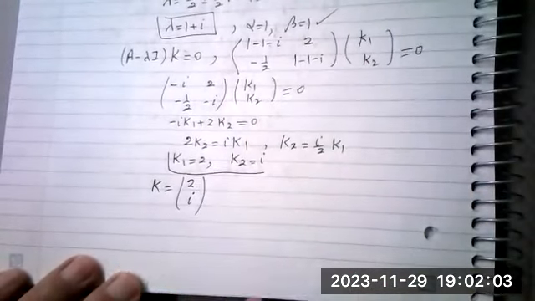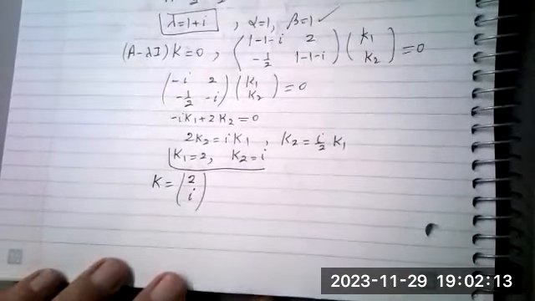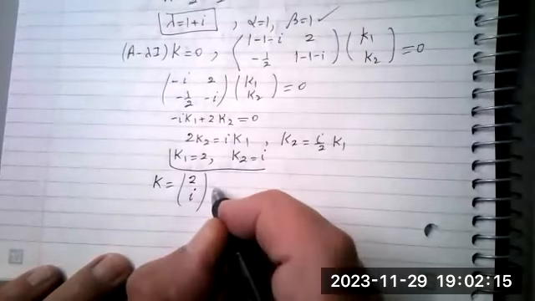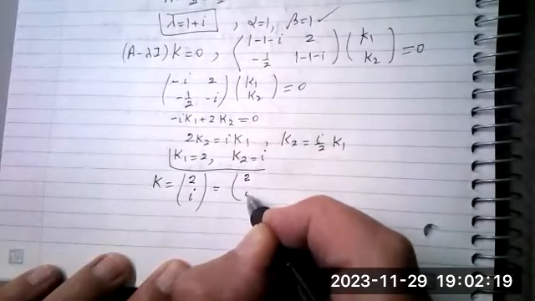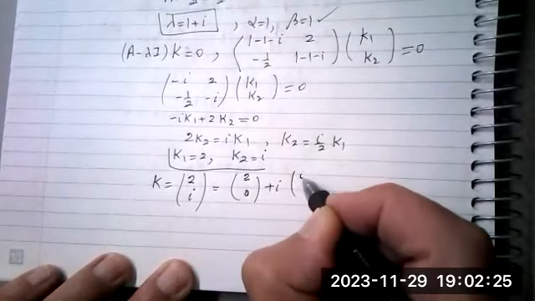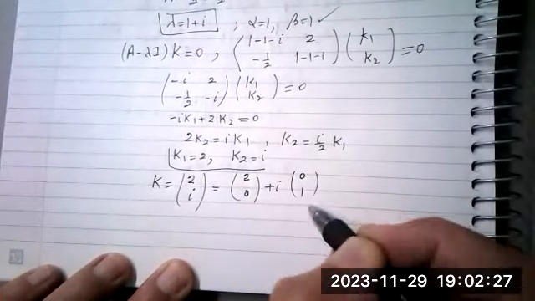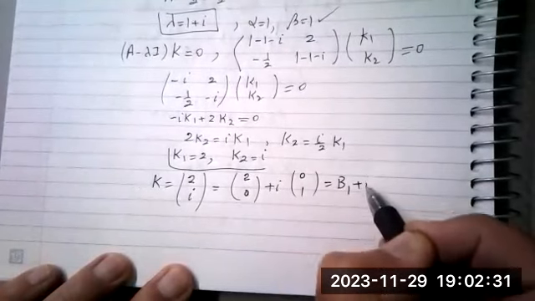Okay, that's it. The answer would be different depending on what numbers you pick for k1 and k2, but the final answer would be the same. Now you break it into the real part and the complex part. The real part of the first one is 2. The real part of the second one is 0. So plus i, the complex part of the first one is 0. The complex part of the second one is 1. So this is going to be your B1 plus i B2.